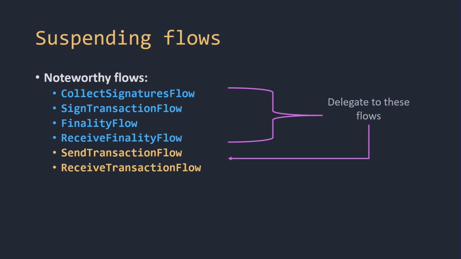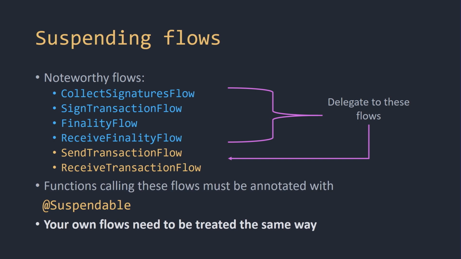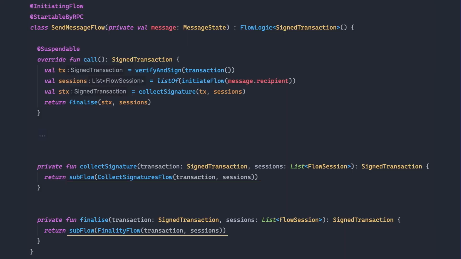They are, however, used by the rest of the platform flows quite thoroughly. More importantly, though, all of these flows suspend at some point. So any function that calls one of these flows must be annotated with suspendable. The same will also apply to any flows that you write. So if you call one of your own flows that can suspend, you must remember to put the annotation on that function.